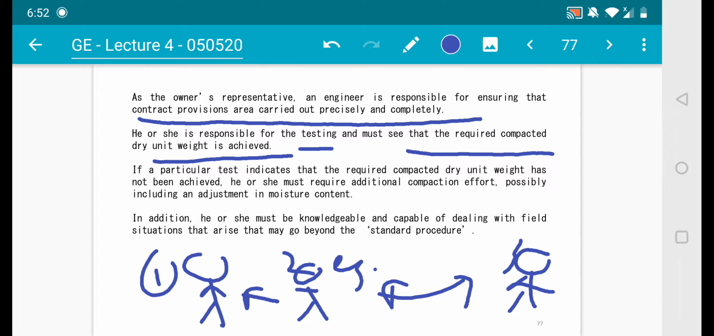If a particular test indicates that the required compacted dry unit weight has not been achieved, he or she must require additional compaction effort, possibly including an adjustment in moisture content. In addition, he or she must be knowledgeable and capable of dealing with field situations that arise that may be beyond the standard procedure.